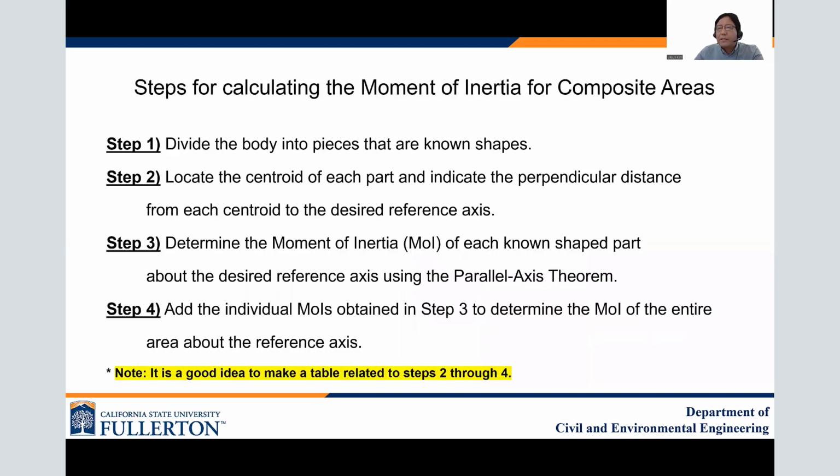This slide provides a step-by-step procedure to calculate the moment of inertia of composite areas. Step 1 is to divide the body into pieces that are known shapes. Step 2 is to locate the centroid of each part and indicate the perpendicular distance from each centroid to the desired reference axis. Step 3 is to determine the moment of inertia of each known shaped part about the desired reference axis using the parallel axis theorem. Step 4 is to add the individual moments of inertia obtained in step 3 to determine the moment of inertia of the entire area about the reference axis. It is a good idea to make a table related to steps 2 through 4.